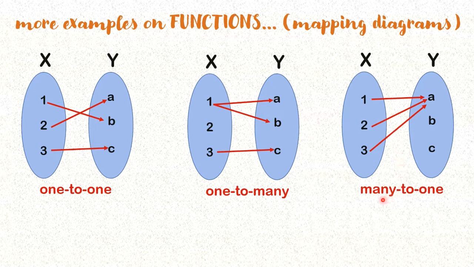Okay? Ito naman yung tinatawag na many to one. Why? Kasi more than one element ni x, kita nyo yung 1, 2, 3, na pair sila sa iisang value ng y. Okay? So, ito ang itsura ng mapping diagrams. Now, my question is, alin dyan ang function at alin dyan ang hindi function?